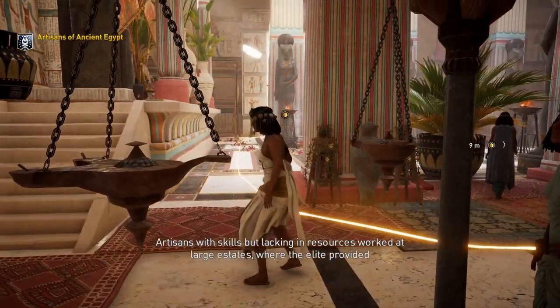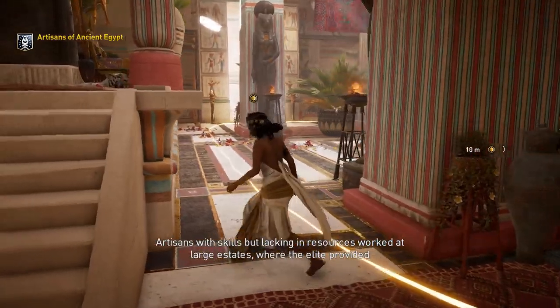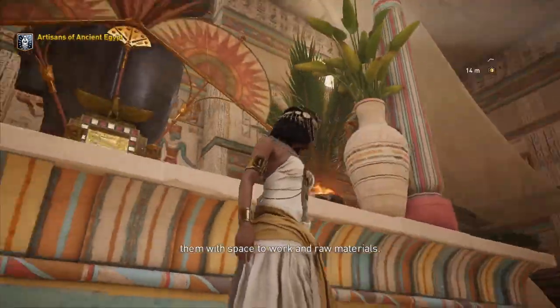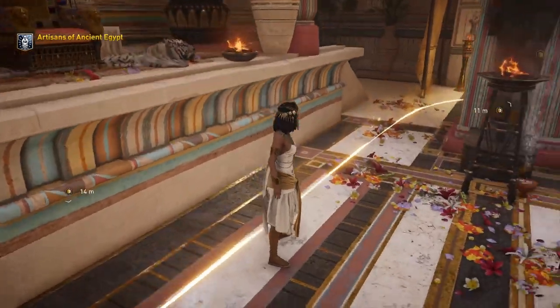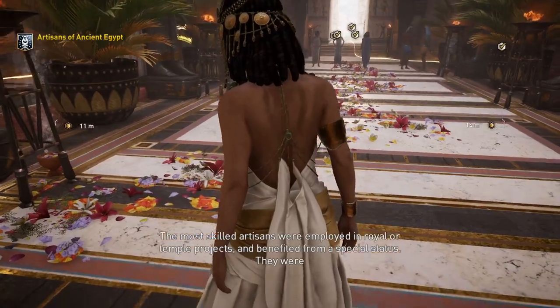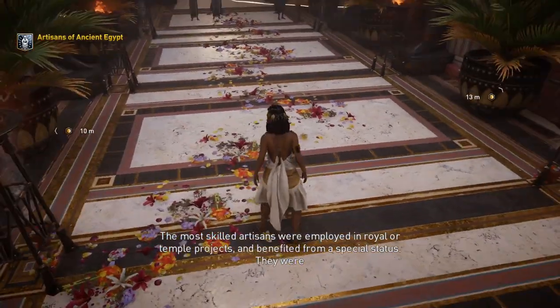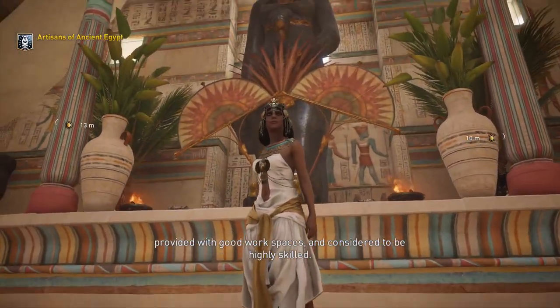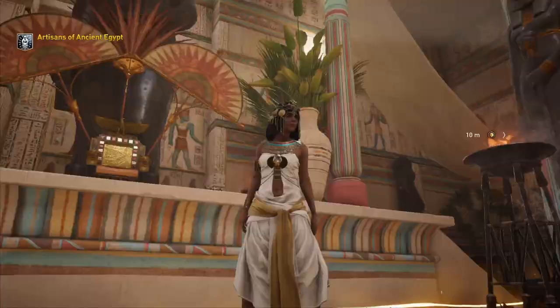Artisans with skills but lacking in resources worked at large estates, where the elite provided them with space to work and raw materials. The most skilled artisans were employed in royal or temple projects and benefited from a special status. They were provided with good workspaces and considered to be highly skilled.